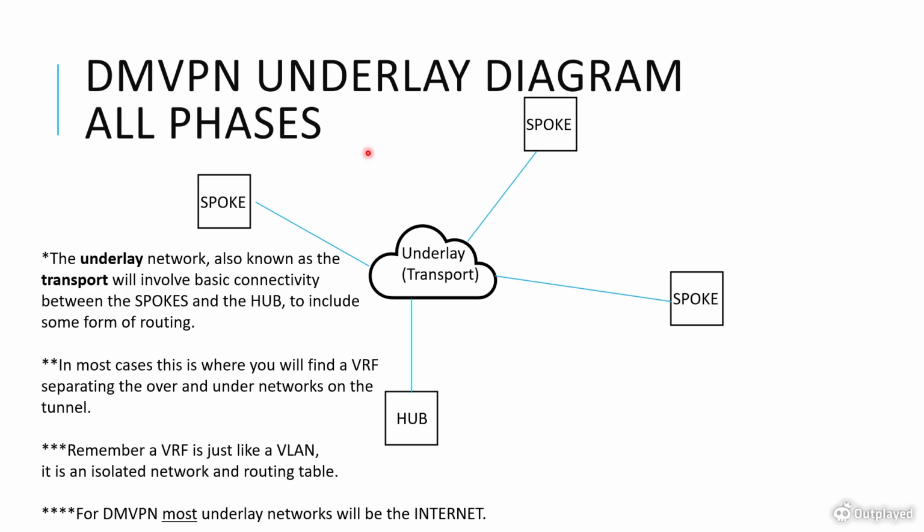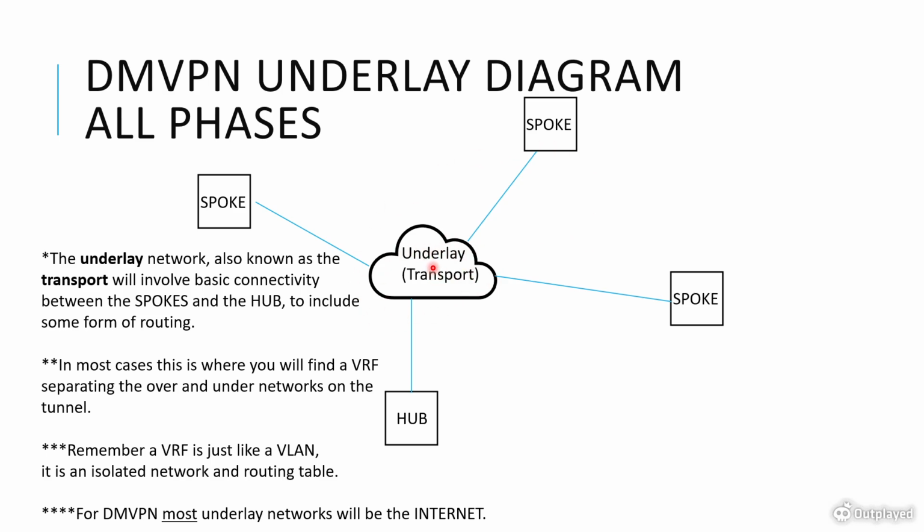Now let's go through the phases. All phases for the underlay are the same. So the underlay network, also known as the transport, will involve basic connectivity between the spokes and the hub to include some form of routing. Forgive the barbaric caveman drawing, but I want to just kind of get the idea. We don't need to have little routers and all that stuff.